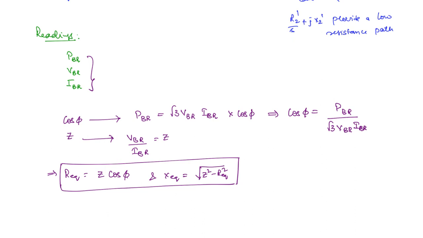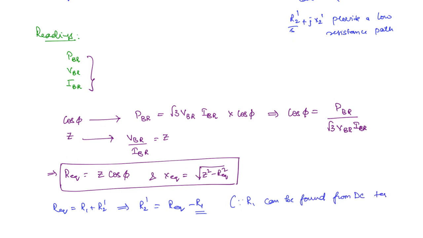Now R equivalent is what? It is equal to R1 plus R2 dash. From here you can find out R2 dash is equal to R equivalent minus R1, since R1 can be found from the DC test. But X equivalent, you cannot find the individual X1 and X2 dash. You cannot find them individually, because there is no test to find out X1 separately.